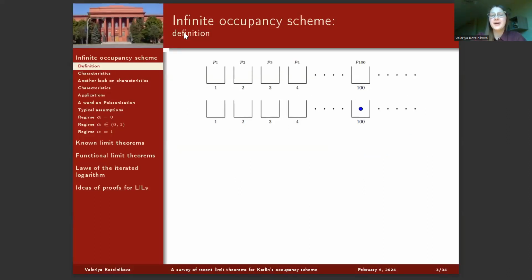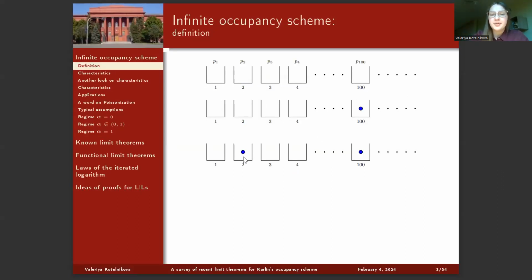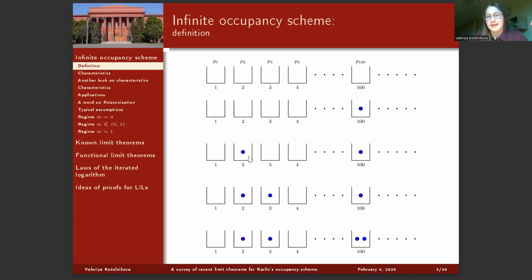But for now, let's look at one of the possible realizations of the scheme. At first, at time 0, there are no balls, so all boxes are empty. Then at time 1, you take the first ball and it falls, for instance, into box 100, and it happens with probability p100. At time 2, the second ball arrives and falls, for example, into box number 2, and you continue this process indefinitely.